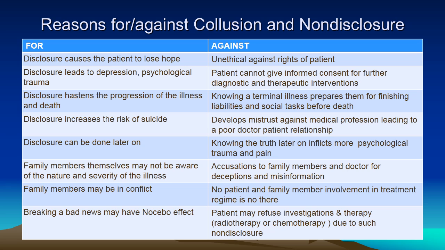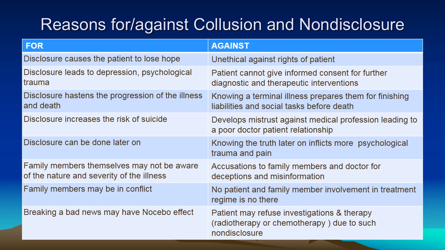Family members themselves may not be aware of the nature and severity and seriousness of the illness. Family members may be in conflict among themselves, and breaking the bad news may have nocebo effect. Nocebo effect means when some intervention is done, the effect is negative. The points against are that it is unethical practice for non-disclosure.